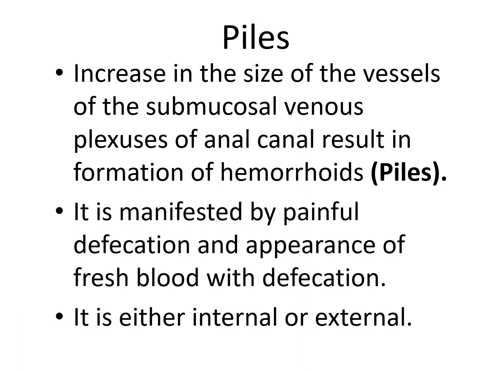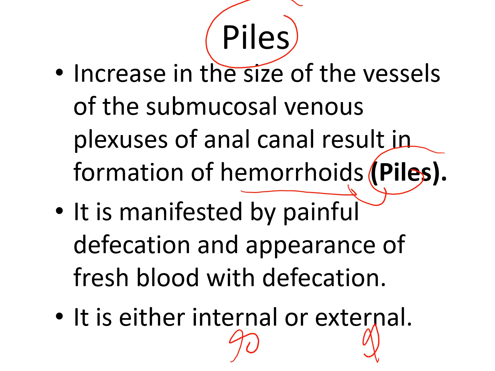Okay, so what is the clinical condition arising from congestion and dilatation of blood vessels of the submucosa? It is a condition called piles. It is an increase in the vessels of the submucosa of the venous plexus, which will lead to a clinical case called piles or hemorrhoid. Both are the same thing. How is it manifested? The patient will complain of very severe pain during defecation and appearance of fresh blood with defecation due to engorged blood vessels, which may be ruptured. It may be of two types. If it came from the internal one, it will be internal. If it came from the external one, it will be external.